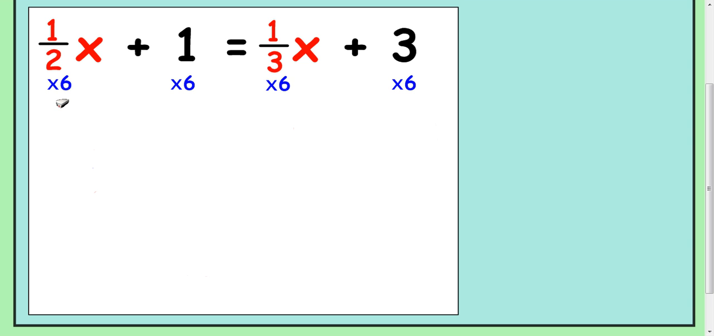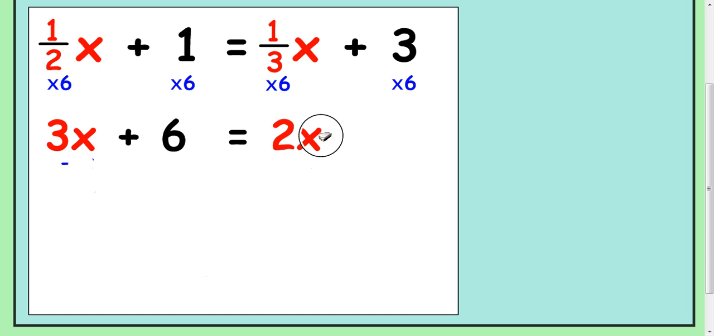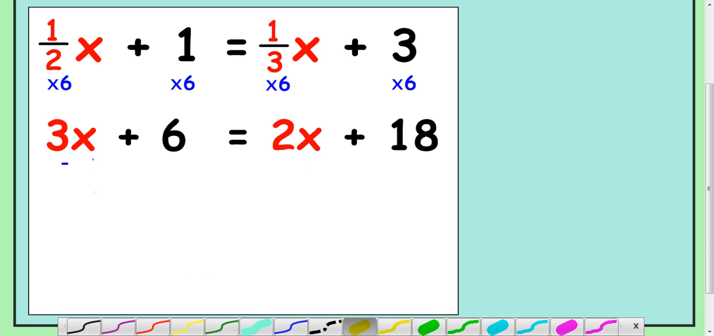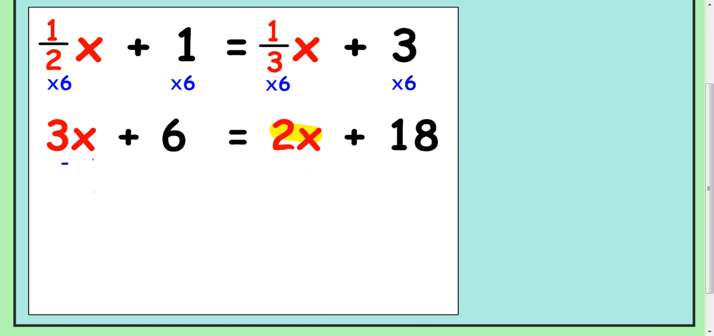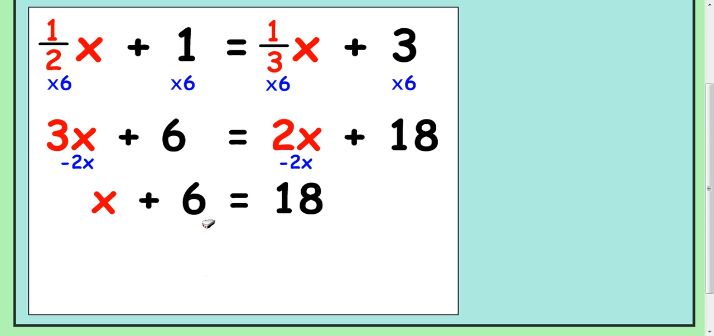So a half of 6, that's 3. 6 times 1 is just 6. 1/3 of 6, which is 2, that's 2x, and 3 6's are 18 at the end. So my technique is to get rid of this 2x. I don't mind if you take away the 6 from both sides first. I'm going to take away the 2x from both sides. So 3 take away 2 is 1x, so we've got 1x plus 6 equals, they'll cancel out, so just 18. Take away the 6 from both sides, so you're going to get x equals 12, and we're finished.